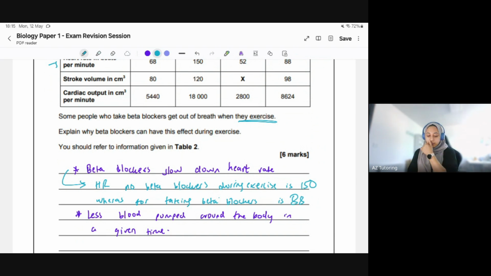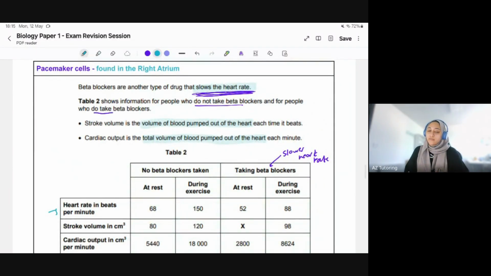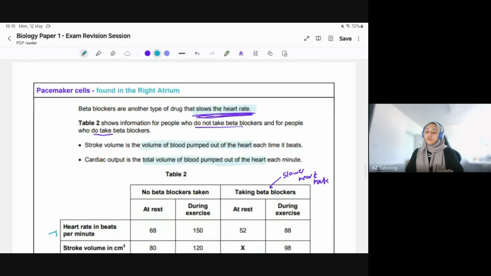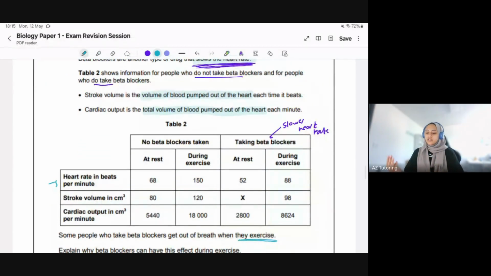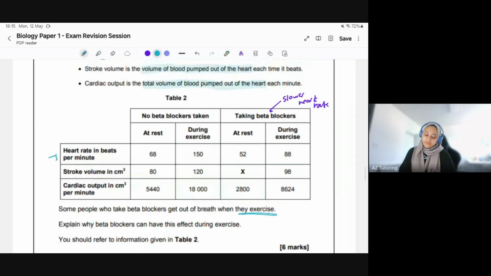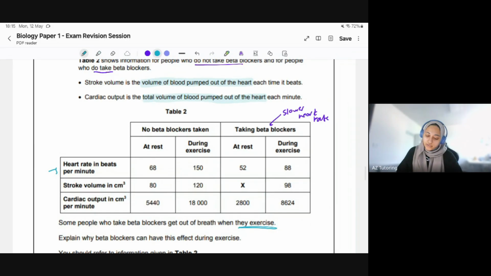It says here beta blockers slow down heart rate. They've told us that right in the beginning of the question. You're then referring to the table to back your point. So really the answer is already given in the question. Okay, so less blood is then pumped around the body in a given time. Again, you can give an example from the table. So it says here stroke volume, or we could just say cardiac output. You could use any of them, you'll still get the mark.